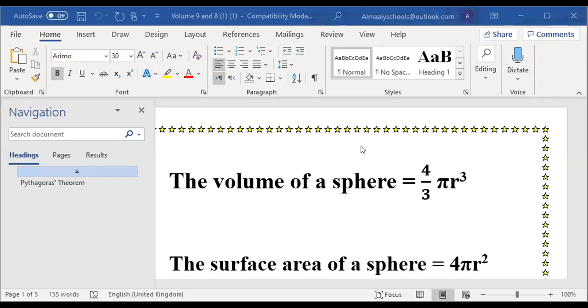Assalamu alaikum wa rahmatullahi wa barakatuh. Good morning, my dear students. Today, inshallah, we will complete the volume part we started yesterday. So the last question we solved was question number 5 in page number 298.